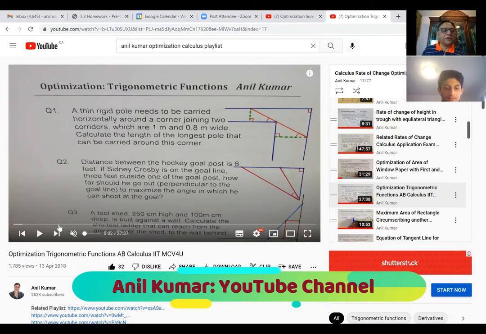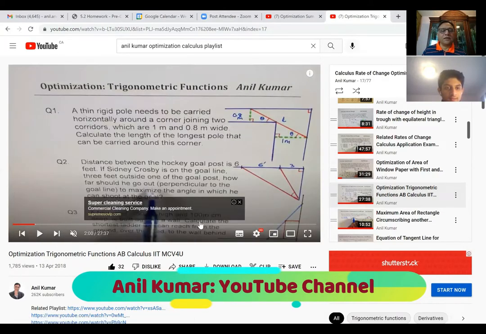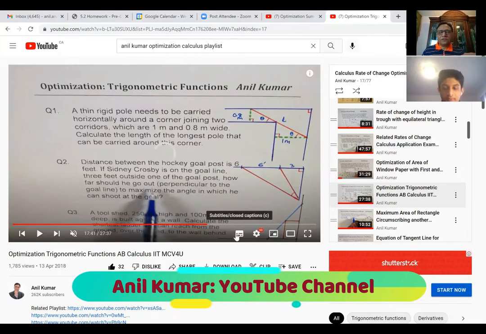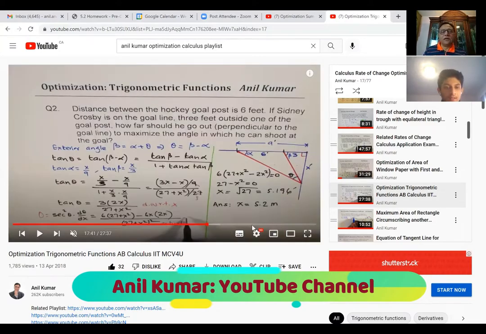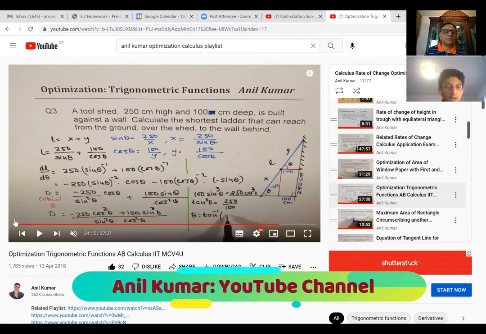Please read question number three also. Yes, sir. I think we have the solutions, of course. Because the later half is not clear, I thought I'll show you at the end. Okay, there you go. So this is like a barrier question which we got last time. Can you please read this question? Question number three. A tool shed 250 centimeters high and 100 centimeters deep is built against a wall. Calculate the shortest ladder that can reach from the ground over the shed to the wall behind.